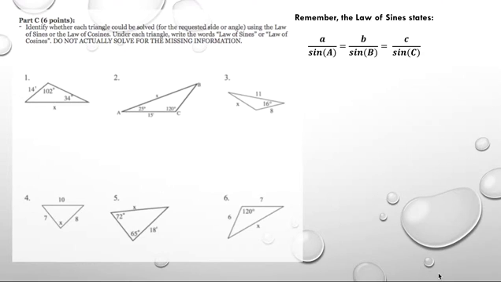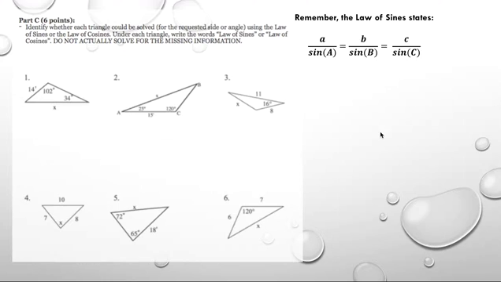For part C, we want to take things to the next level, and we want to show how we can solve any triangle, not just a right triangle. And we're going to use two methods for this. We'll use the law of sines and the law of cosines. And what we want to do is be able to just identify, based on the information given, which one of these two, the law of sines or the law of cosines, will actually help us solve the triangle.